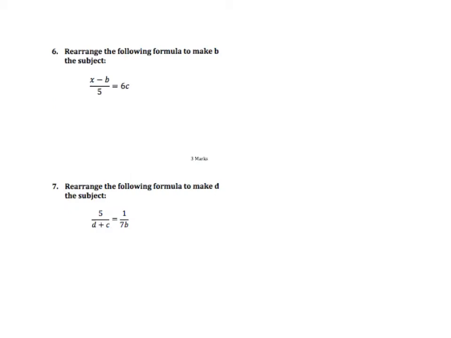Okay, so here they're asking us to rearrange to make b the subject. So that's our unknown. So we try to move the other things. So I'm going to move this 5 first, and it's dividing, so it'll times on the other side. So I haven't moved anything else, but I got 6c times 5. Let's just tidy it up so it's easier. So I've got 6c times 5, which would be 30c.